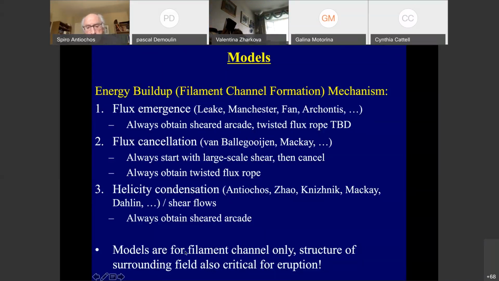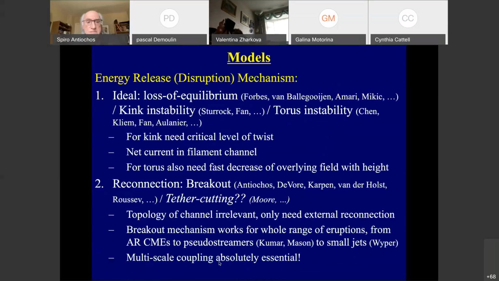Now, these models are for the filament channel only. The structure of the surrounding field is also critical for eruption. So it's not simply the fact that you have the sheared field or a twisted flux rope. You have to know something about the overlying field in order to get an eruption. There have to be special properties of the overlying field, because that really is the cap, as we said, the volcano cap.